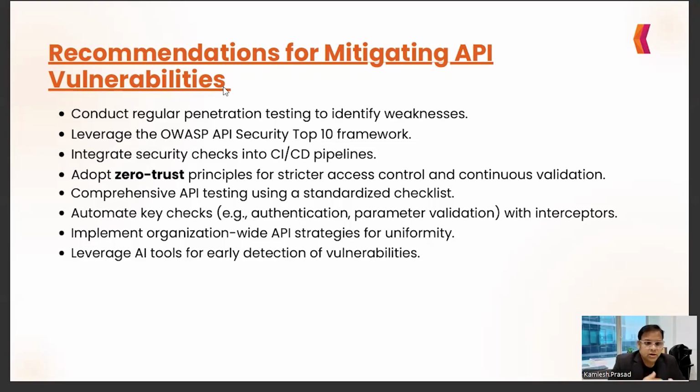So adopt zero trust principles for stricter access control, with continuous validation checks for your API calls, and comprehensive API testing using standardized checklists. There should be a NIST or similar standardized checklist made for your API, which helps you run through your work and automate your key checks like authentication and parameter validation. A lot of times we have multi-factor authentication, dual authentication, single sign-on. So make sure such automated checks are done, but they also have to be reviewed at regular intervals.